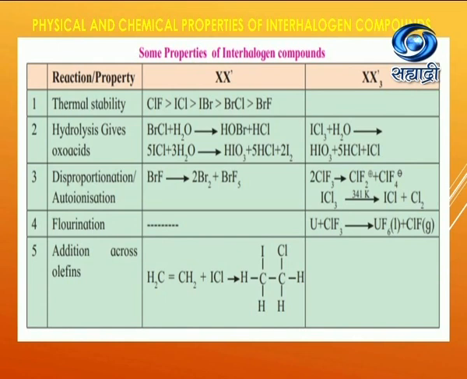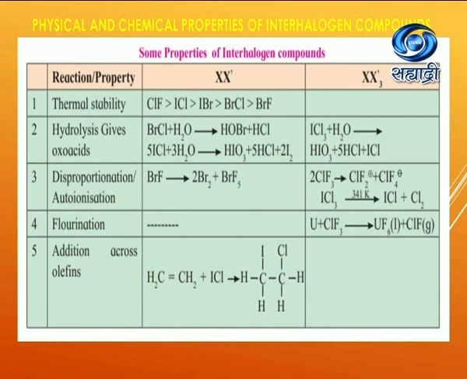Then some of the properties of interhalogen compounds. The first is thermal stability. For XX' type of interhalogens, the order is given: ClF greater than ICl greater than IBr greater than BrCl greater than BrF. Then hydrolysis reaction gives oxoacids. So BrCl treated with water hydrolyzes and forms hypobromous acid HOBr plus HCl. Similarly, iodine monochloride hydrolyzes giving HIO3, iodic acid, plus HCl plus I2.